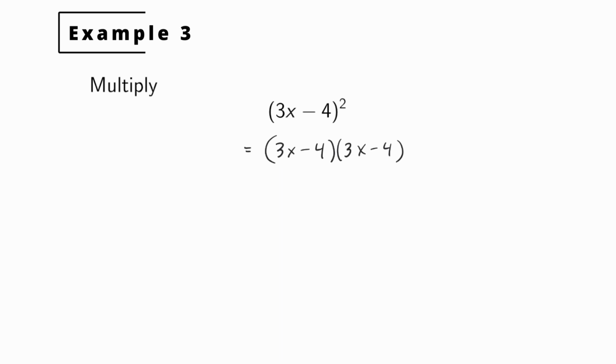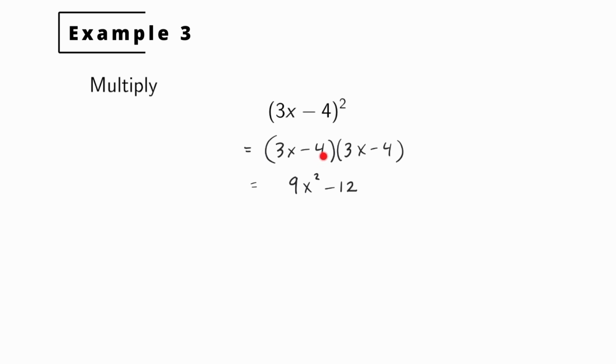So we first have the first terms, 3x times 3x. 3 times 3 is 9, and then x times x is x squared. And then the outer term, so 3x times negative 4 gives us negative 12x.